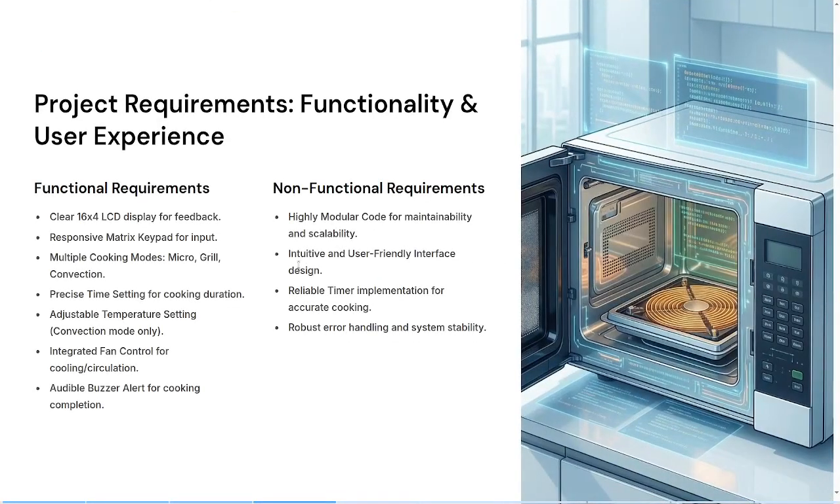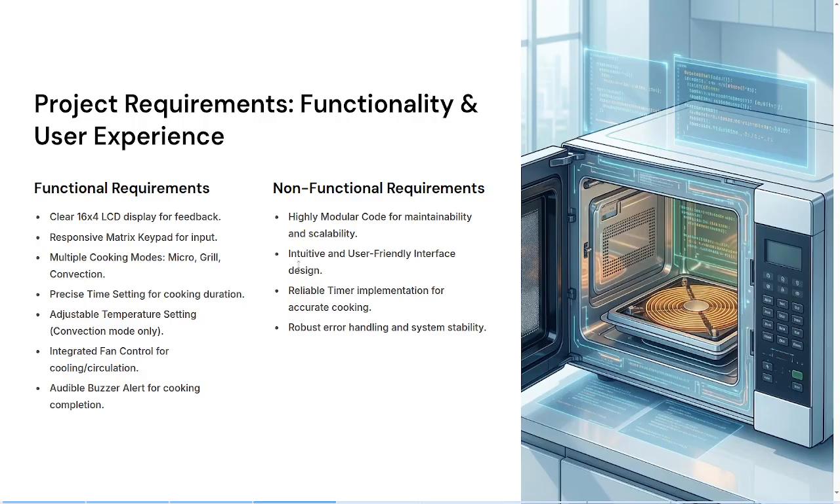So after that, what are the requirements for the project? First we will see the functional requirements. First we need a 16x4 LCD for feedback, to display everything. Next we need a keypad for the input. We have a 4x4 keypad in this simulator board, the Big Genius board, but we are using the 3x4. We are not including the RB0, RB1 keys.